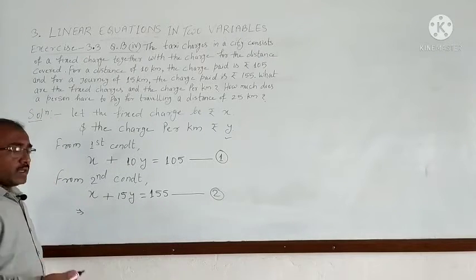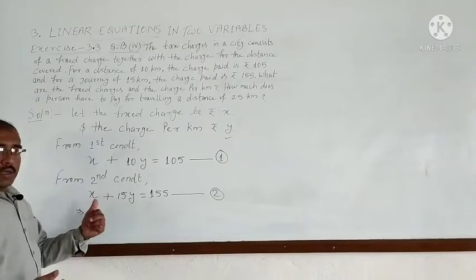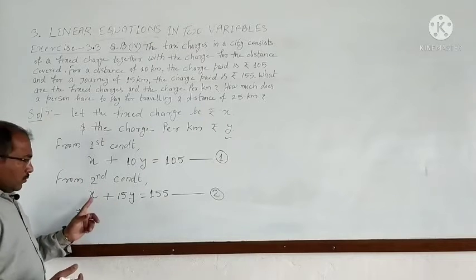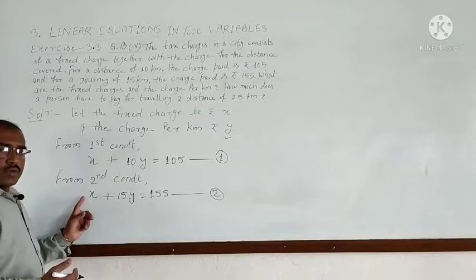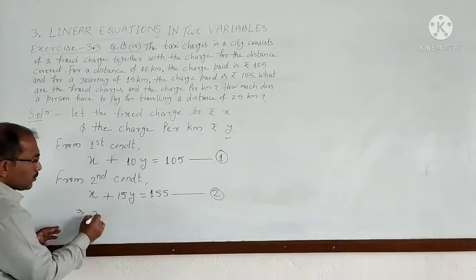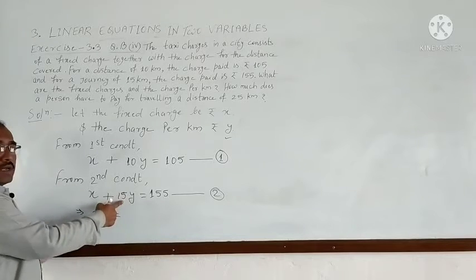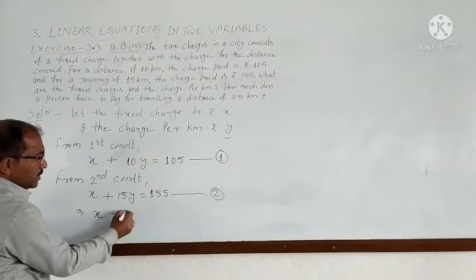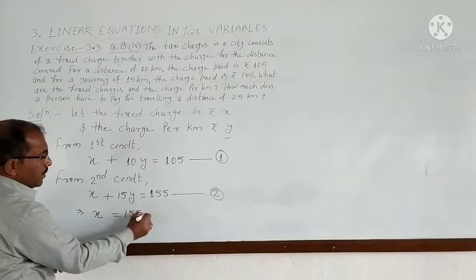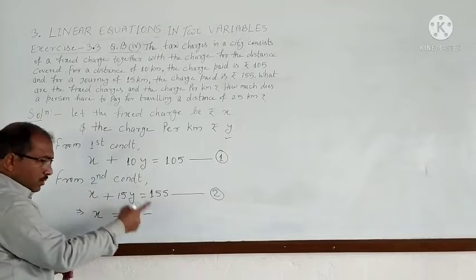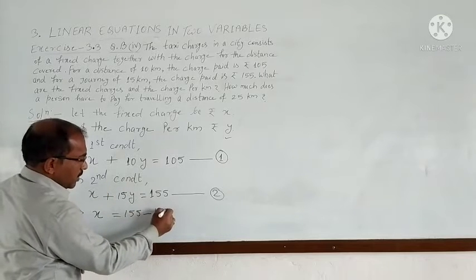How is that substitution method? We get a substitute for any one variable, either x or y. We see here x is free, there is no coefficient, only 1 is the coefficient. So x we keep in LHS, and the other variable y term we send to RHS. So 155 minus, it is plus in LHS, it goes to RHS, change the sign, 15y.